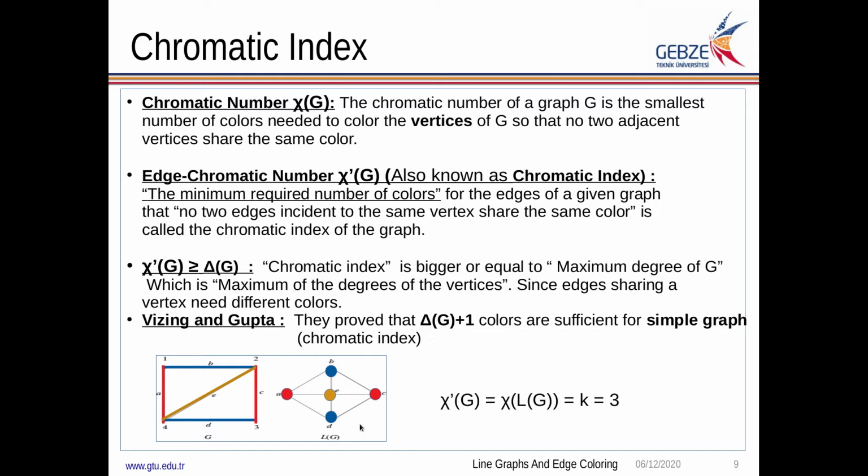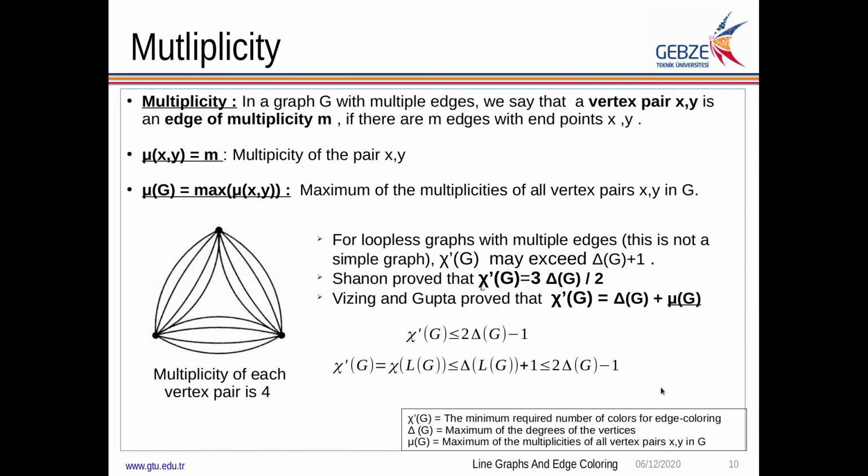Here we can say that chi prime of G, the chromatic index of G, is equal in fact to chi of L of G, which is the chromatic number of the line graph L of G. It is K, which is 3. So then we have multiplicity.